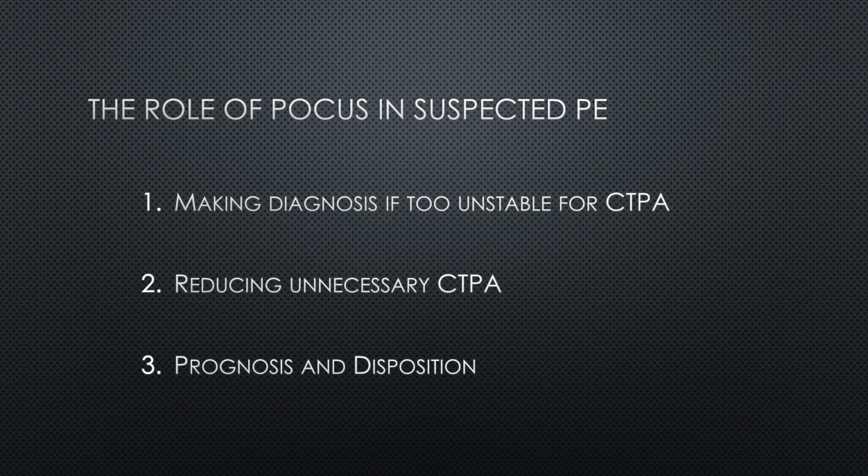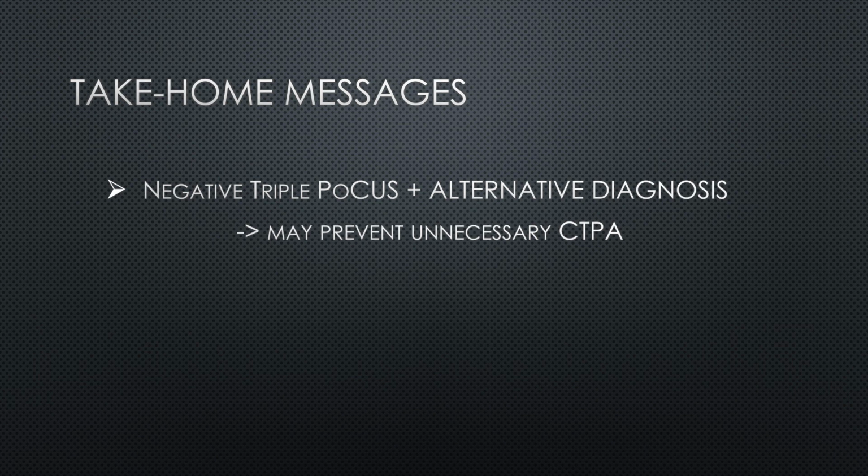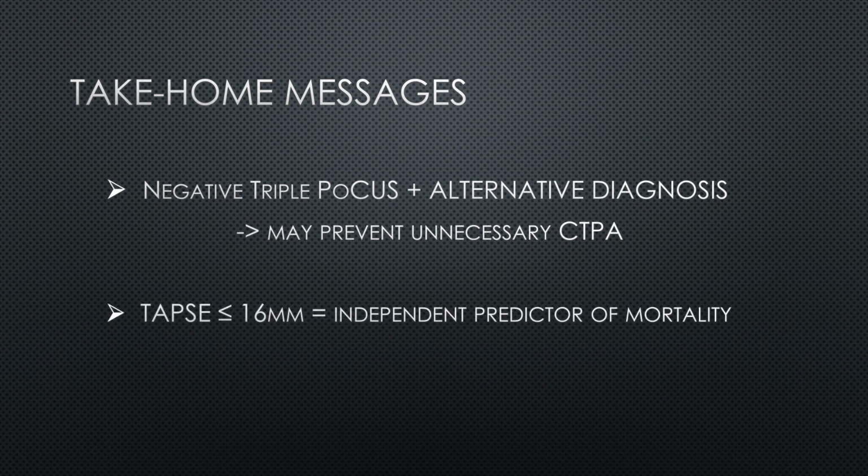Okay, 3 take-home messages for today. First, a negative triple PoCUS plus an alternative diagnosis may prevent unnecessary CTPA. A TAPSE of 16 or less is an independent predictor of mortality. And DVT is highly specific for PE, almost 98% specific and much more specific than just RV dilation.